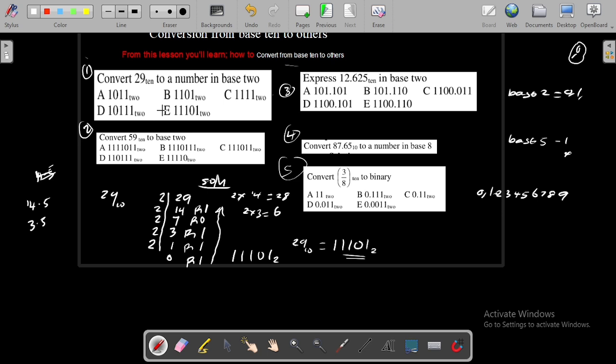So let's move to the second question. The second question and this first question are almost the same. I just want to use it to explain the first question again, so you guys can understand it better.